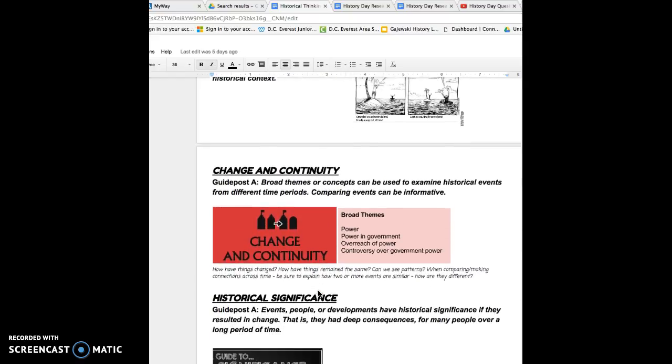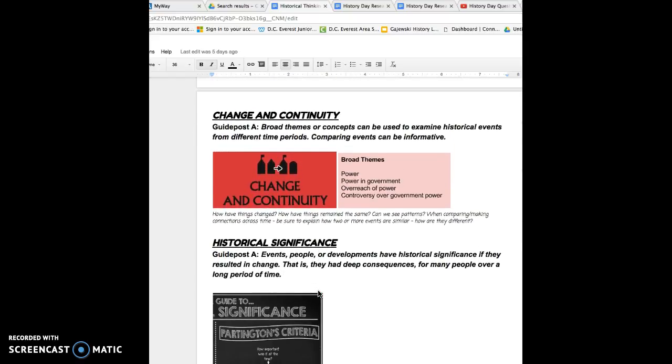Change and continuity is doing a lot of comparing across time periods. What has stayed the same? What is different? How can we see patterns? What keeps coming up? Oftentimes you might be comparing two events across time. When you do that, obviously looking at how are they similar, but how are they different? Okay, so change and continuity. When you do that, you need to use broad themes.